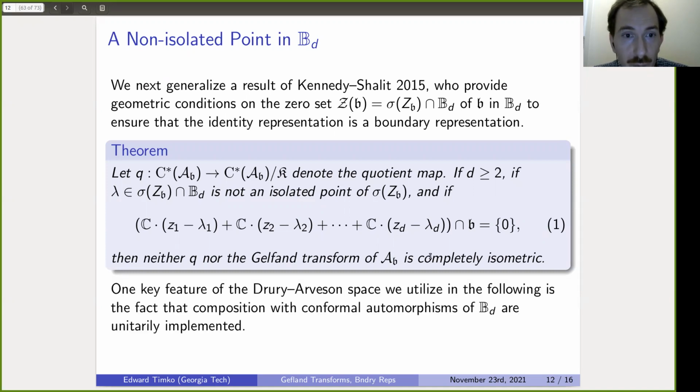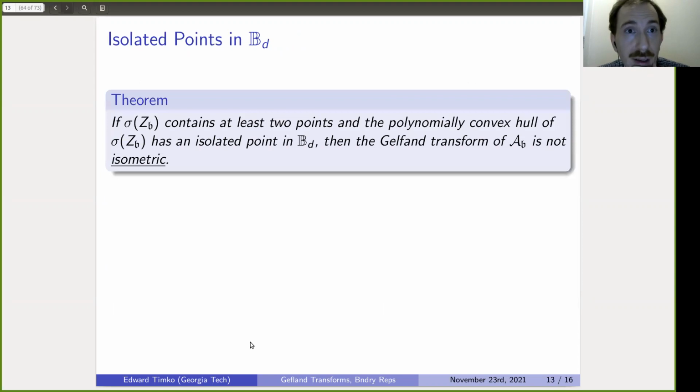And one key feature about the Drury-Arveson space that we use when we're adapting these ideas is that composition with conformal automorphisms of the ball on the Drury-Arveson space are unitarily implemented. That's useful for allowing us to pick any point so long as it satisfies these conditions. So that's what we can say about when we have a point where we know it's not isolated.